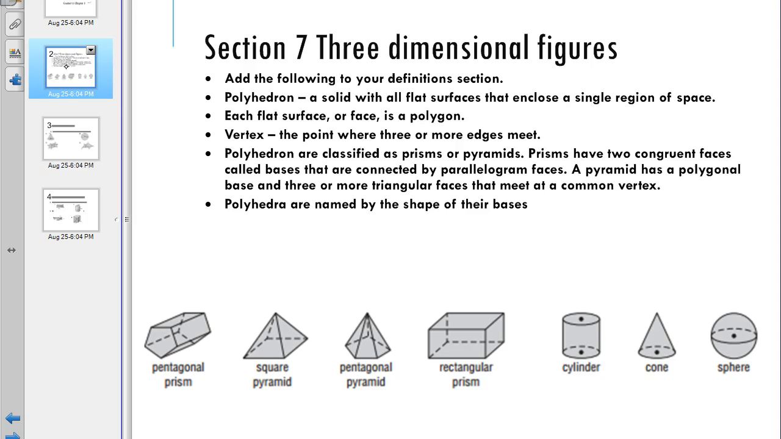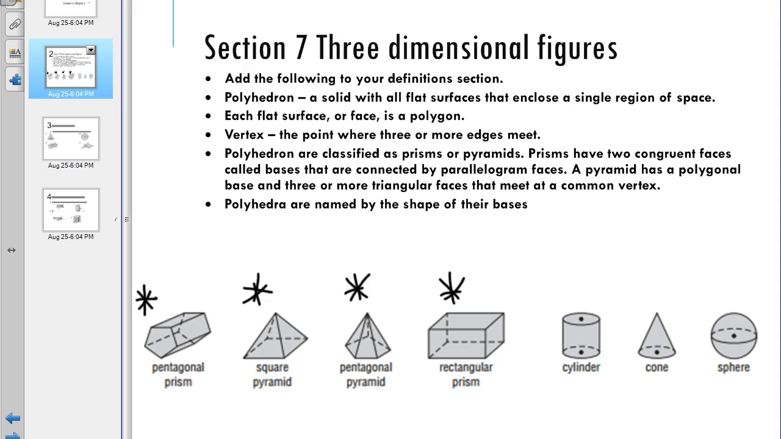Now, polyhedra are classified as prisms or pyramids. You can see these first four down here at the bottom. They are prisms and pyramids. So the first four would be polyhedra. And the last three, they're three-dimensional, but they are not polyhedra. They don't have flat surfaces. You can see on the cylinder, the sides are round. The cone is the same way, and the sphere, of course, looks like a ball, so it's very round.